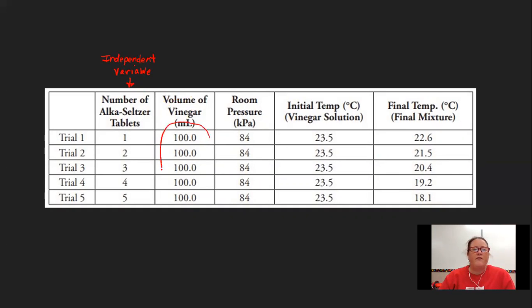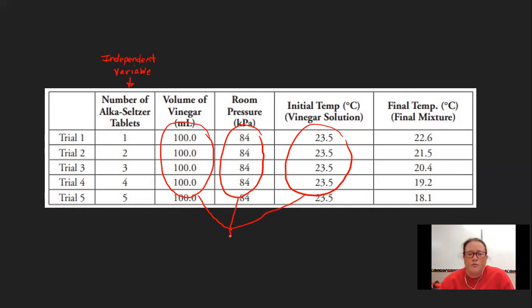Now what you'll notice here is that the volume of vinegar is the same. The room pressure happens to be the same. The initial temperature of the solution has to be the same. So these are all not balloons, but controlled variables. But they do kind of look like balloons. All right, now what we're measuring, the results, is the final temperature. And that makes this the dependent variable.